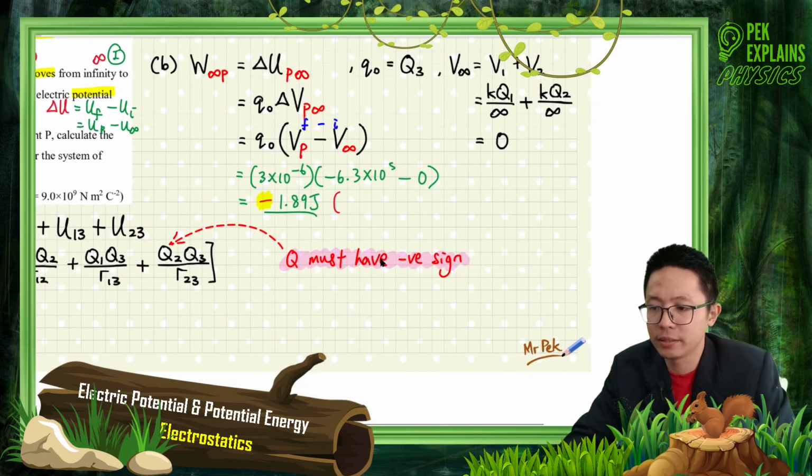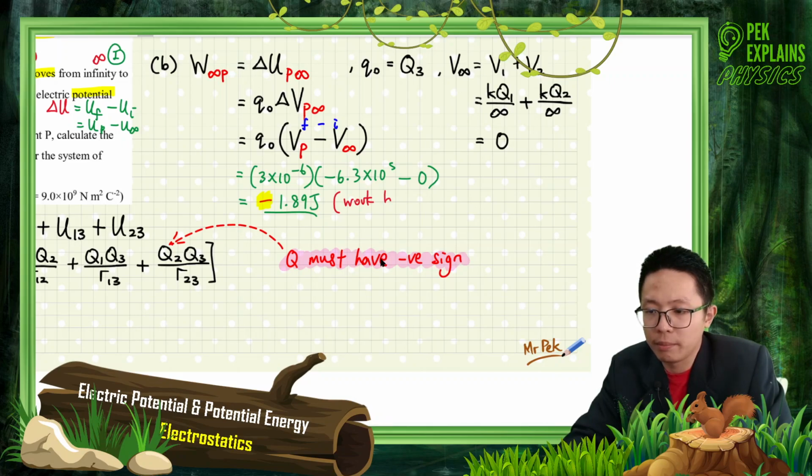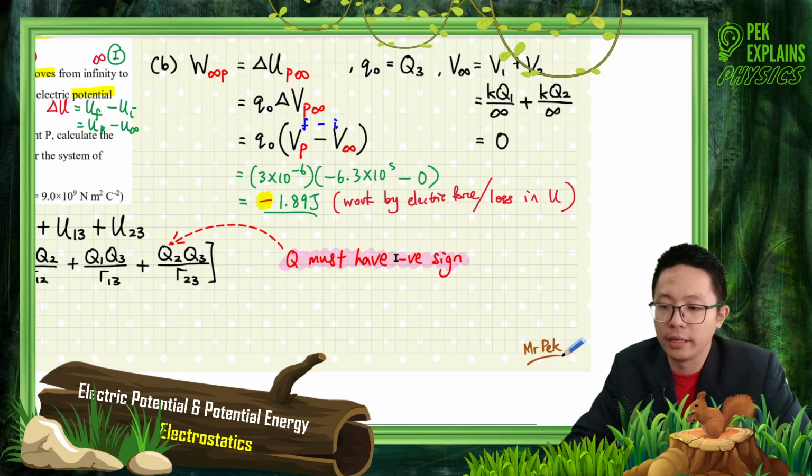That means you can either say this is the work done by the electric force, or you can say it encounters a loss in electric potential energy as it moves from infinity to point P. It lost this amount, 1.89 joule, of energy, and the negative means that.